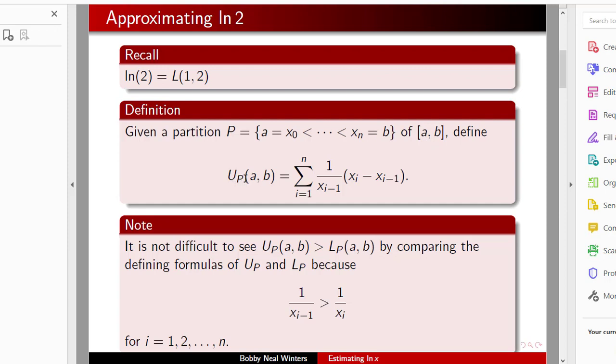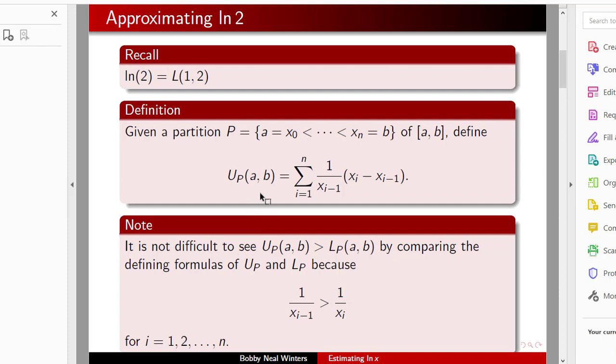And define U sub P of [a, b] to be the sum from 1 to n of 1 over x sub i minus 1 times x sub i minus x sub i minus 1. So whereas my L sub P's were rectangles that were below my curve, my U sub P will be a sum of rectangles that are above the curve.